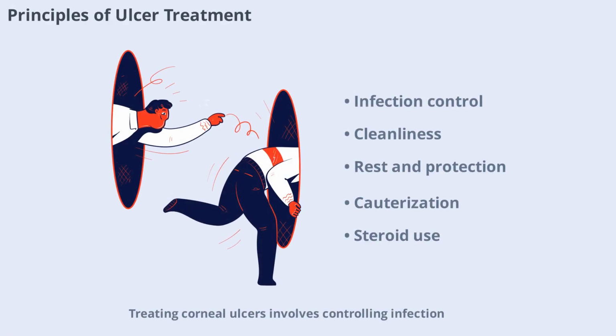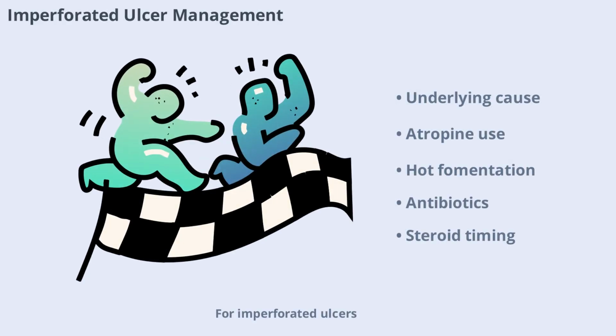Treating corneal ulcers involves controlling infection, maintaining cleanliness, ensuring rest, and protecting the eye from harmful external factors. Cauterization of spreading ulcers and the use of steroids after healing are important steps. General health care is also emphasized. The approach varies depending on whether the ulcer is perforated or not, with specific interventions tailored to the ulcer's size and location. For imperforated ulcers, treatment focuses on addressing the underlying cause and preventing predisposing factors such as conjunctivitis, dacryocystitis, foreign bodies, and nutritional deficiencies.